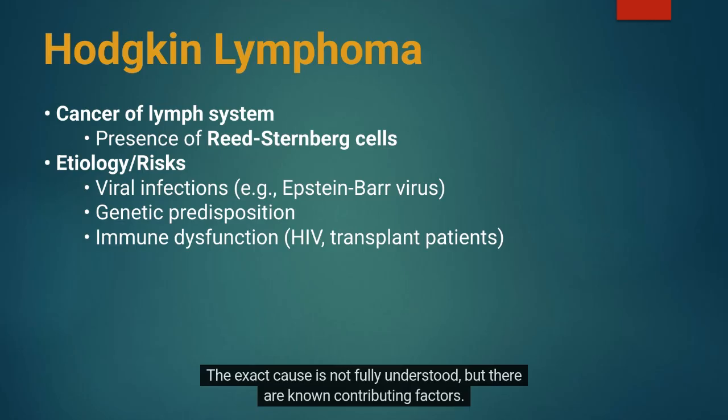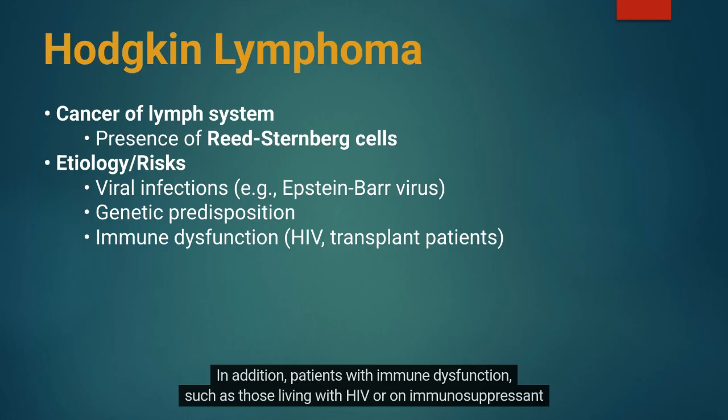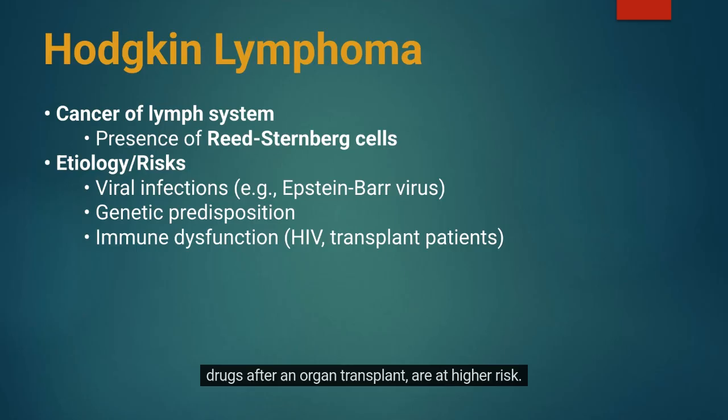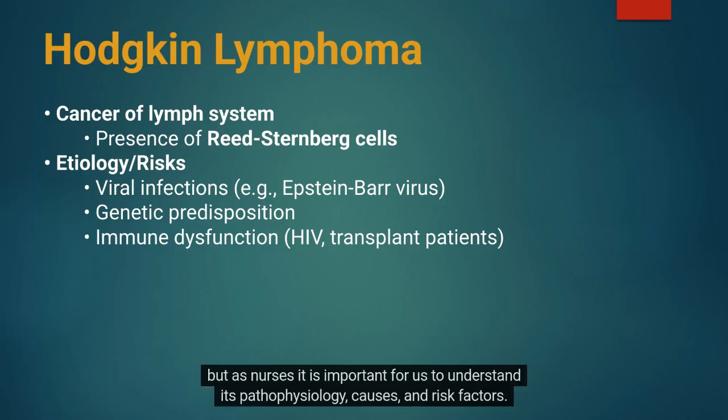The exact cause is not fully understood, but there are known contributing factors. Viral infections, such as Epstein-Barr virus, have been associated with the disease. There also appears to be a genetic component, since Hodgkin lymphoma can sometimes run in families. In addition, patients with immune dysfunction, such as those living with HIV or on immunosuppressant drugs after an organ transplant, are at higher risk. This disease is considered one of the more treatable forms of lymphoma, especially if it is diagnosed early. But as nurses, it is important for us to understand its pathophysiology, causes, and risk factors.